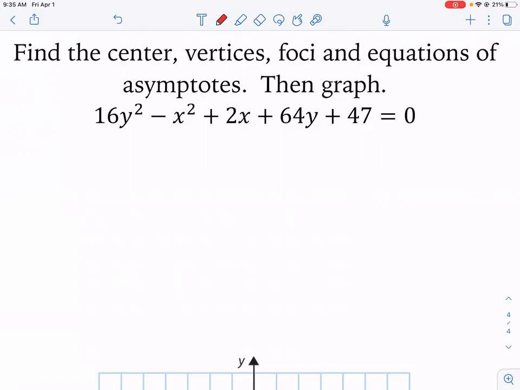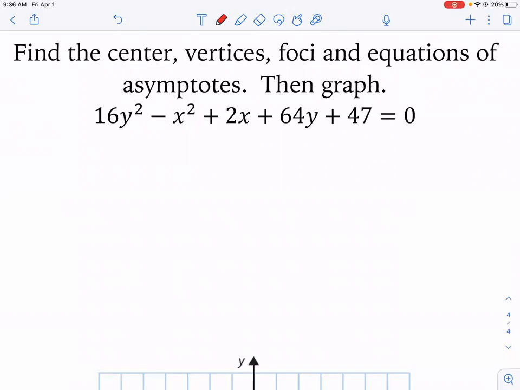Okay, so how do we know that this is a hyperbola? First of all, we know it's not a parabola because we have both variables squared, x squared and y squared. Second, we know it's a hyperbola rather than an ellipse because one of the squared variables is positive, one of them is negative. So when we do all of our completing the square, we'll have that subtraction in between. Okay, so let's talk about how we would complete the square.